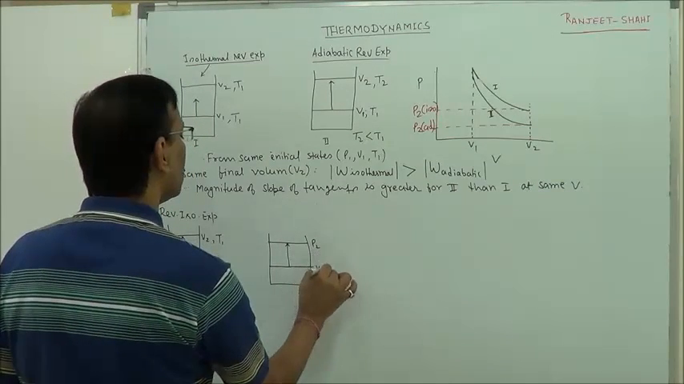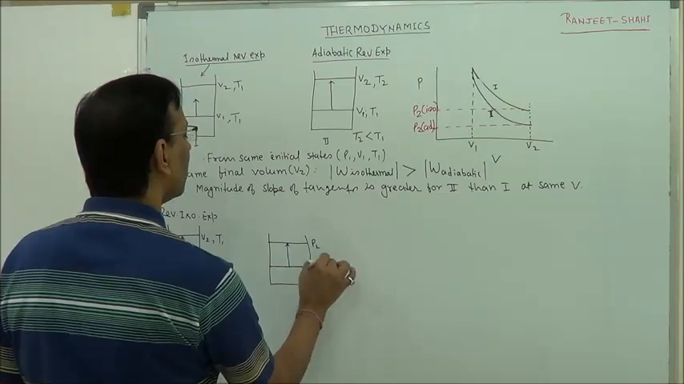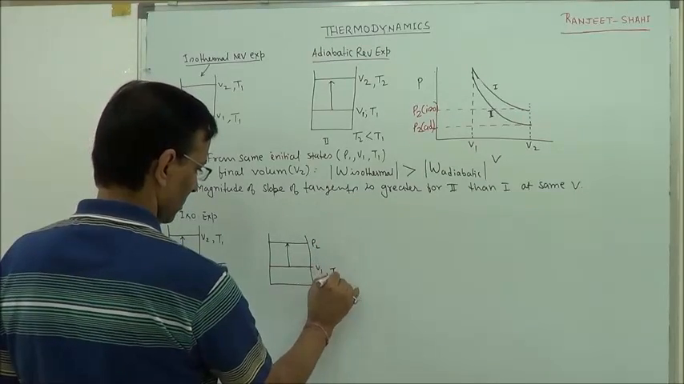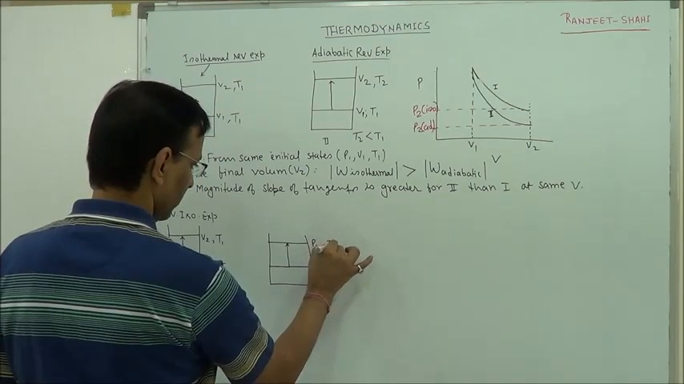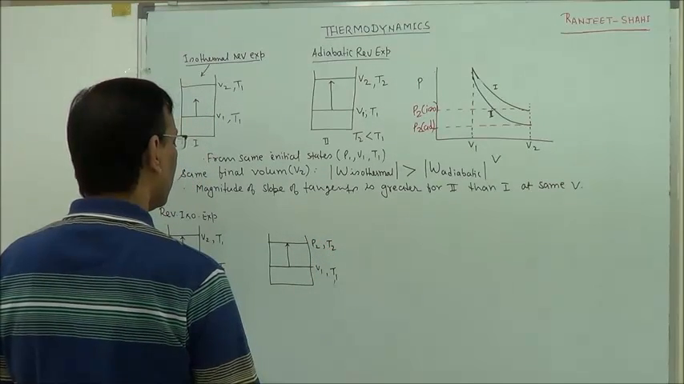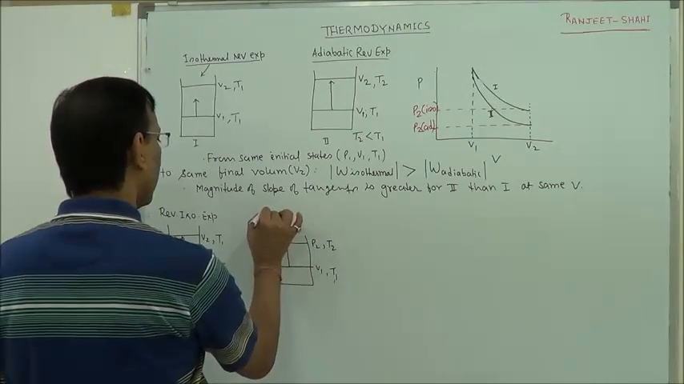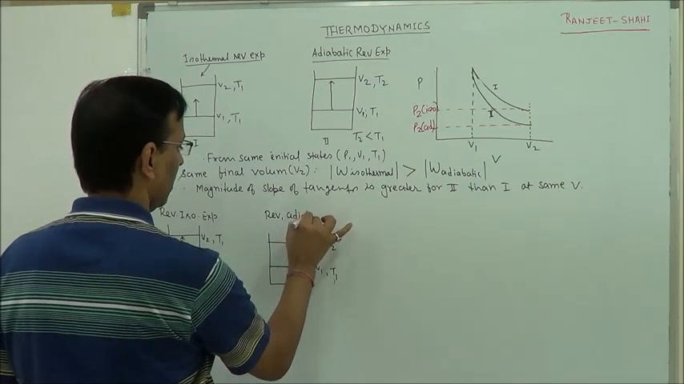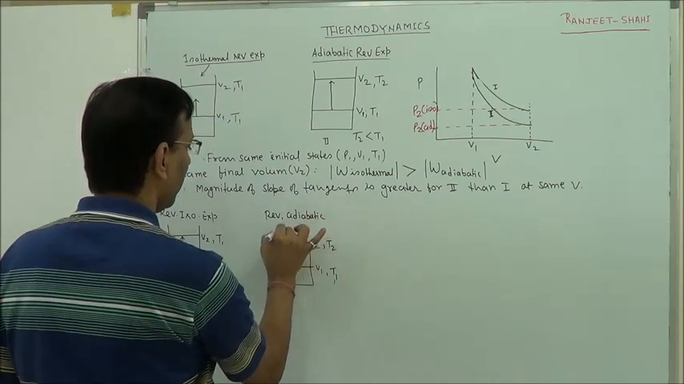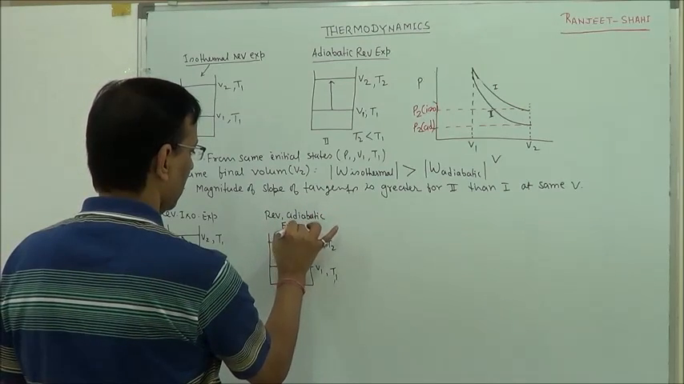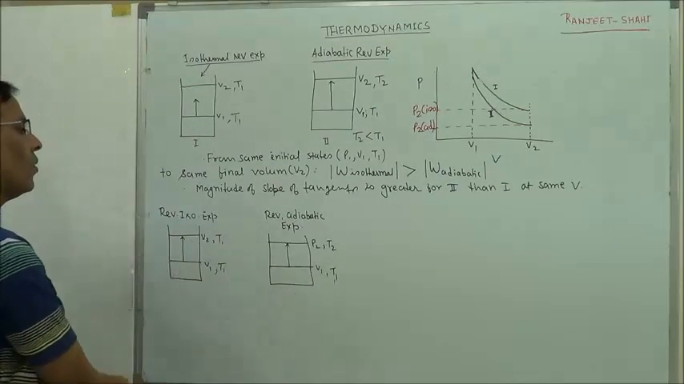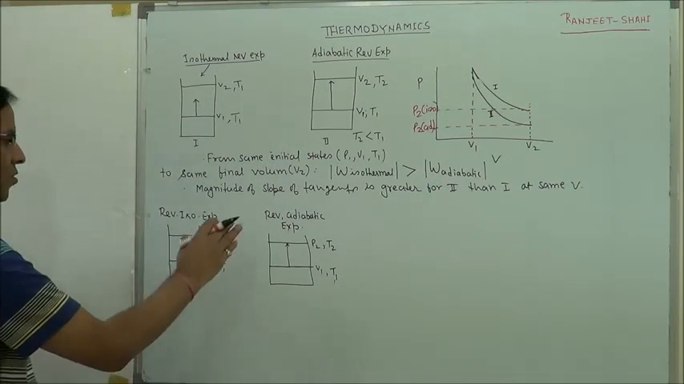but now the temperature will be different since it is adiabatic. So the temperature will be T2. This is reversible adiabatic expansion. Now we want to compare these two on the PV diagram.